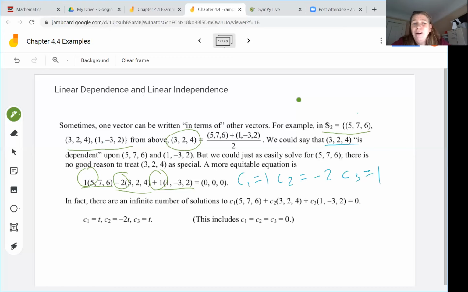So we say, in fact, there are an infinite number of solutions here to this equation: C1 times 5, 7, 6 plus C2 times 3, 2, 4 vector plus C3 times 1, negative 3, 2 vector equaling 0. So we write this in terms of free parameters here. We say C1 equals T, and then C2 is going to be negative 2T, and C3 equals T. T can be whatever value you want, and then you can always find these coefficients that will solve the equation equal to 0, including when the coefficients are 0. So if we let T be 0, then we get C1 equals C2 equals C3 equals 0.